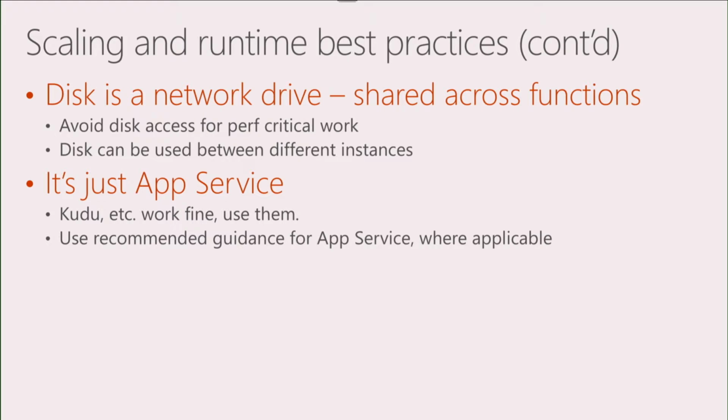And then finally here, the disk is a network drive. It's shared across functions, right? So you want to avoid disk access, because anything that you're trying to do over a network like that is going to end up incurring a fairly high latency. But the cool thing about that is it means that if I do have something which I need to share across functions and there's literally no other way for me to do it other than a file that they're all accessing, I can use the file system.